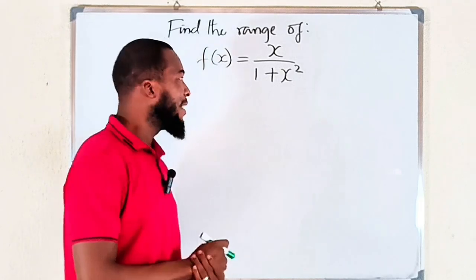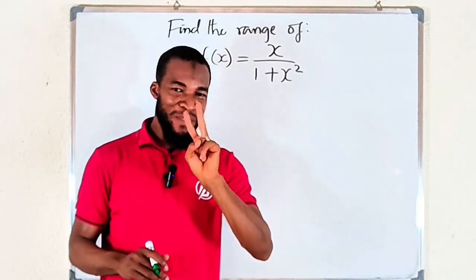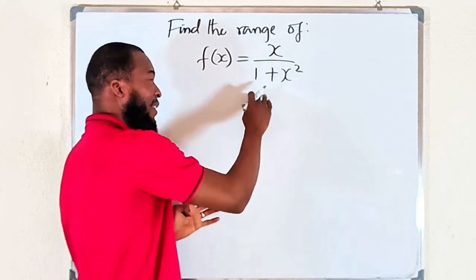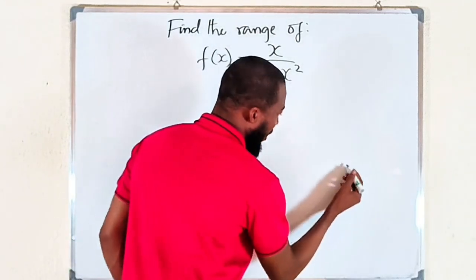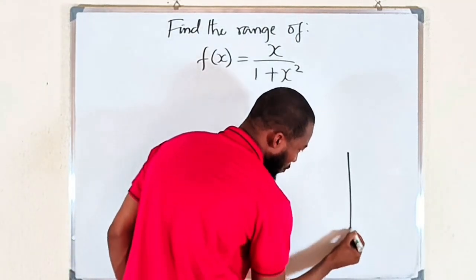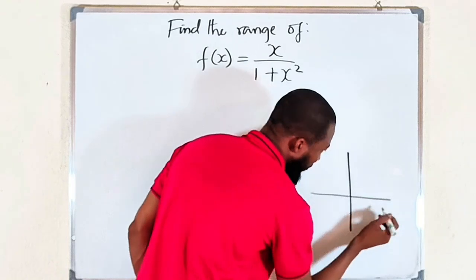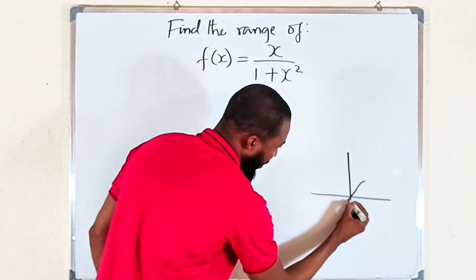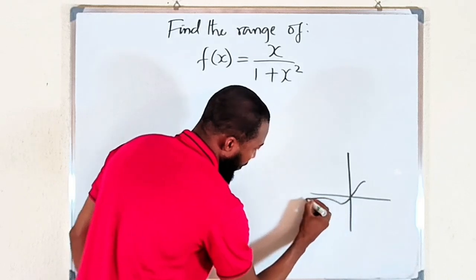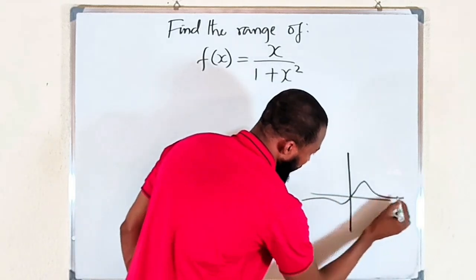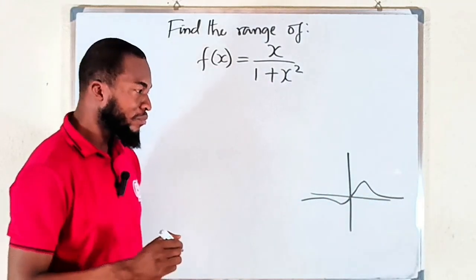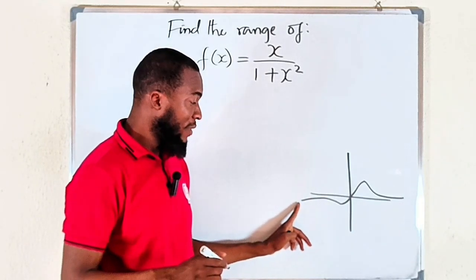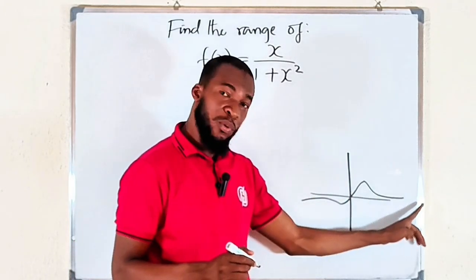Let's get started. I'm going to present you two methods. But first of all, I would like to show you how the graph of this function looks. Assuming you have y and x axes like this, the function looks something like this. When we're talking about domain, you can see it is from negative infinity to positive infinity.